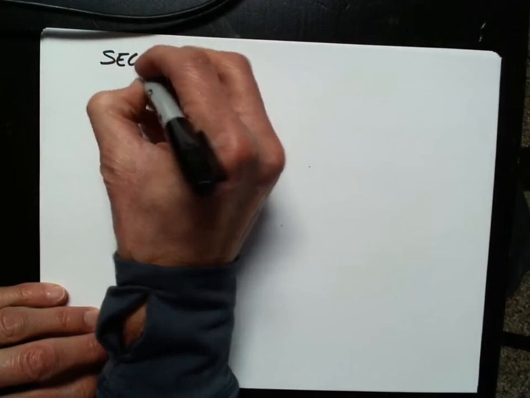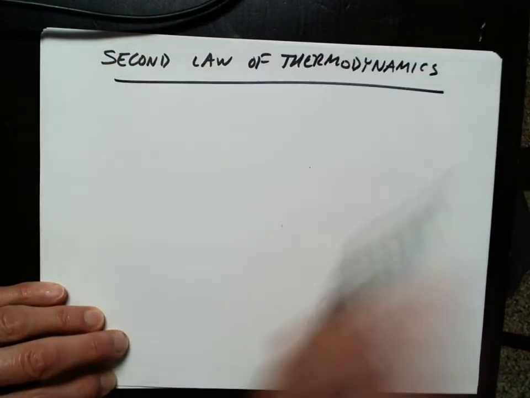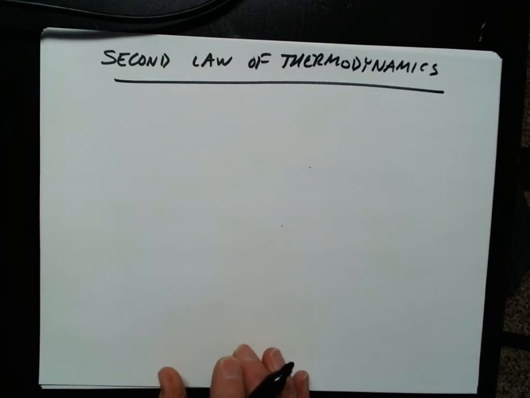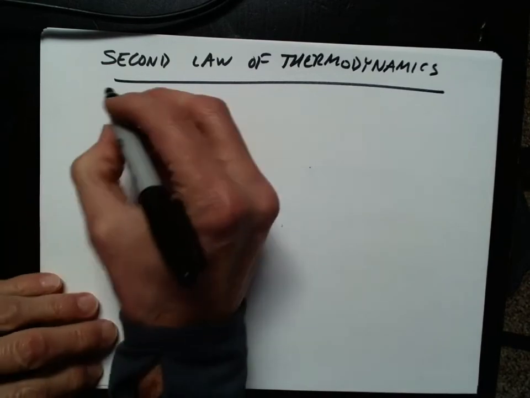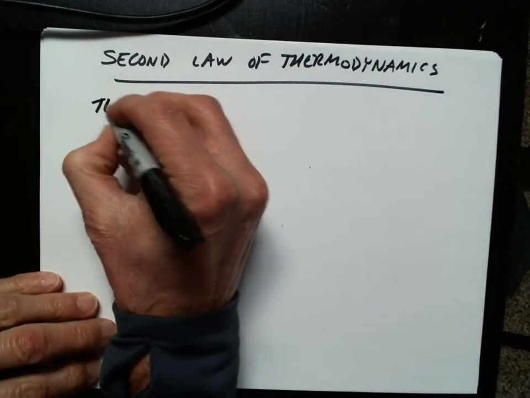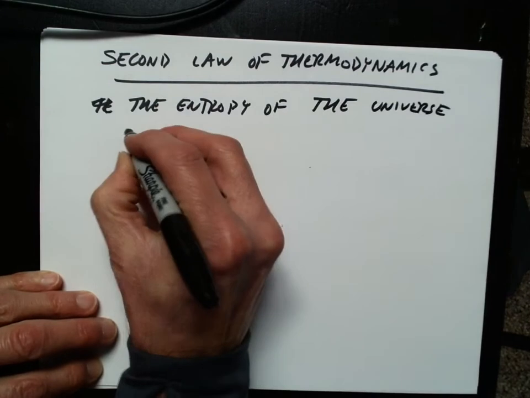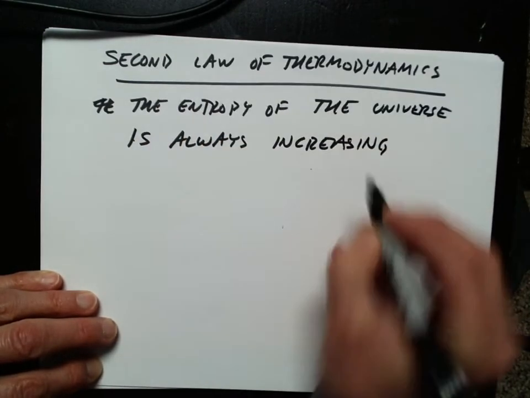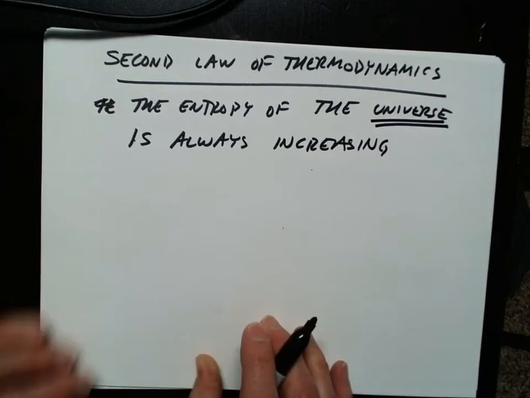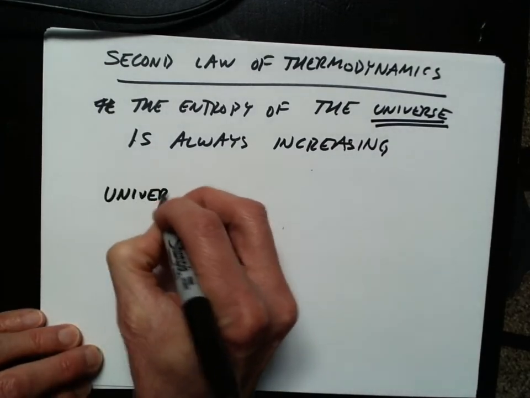Now we're going to move to an idea that's a little more difficult. This is the 2nd law of thermodynamics, and I hear people get this wrong all the time. The 2nd law of thermodynamics deals with entropy, but a specific type of entropy. It says that the entropy of the universe is always increasing. Notice, this is the universe, okay? And we're going to remember, the universe is the system plus the surroundings.